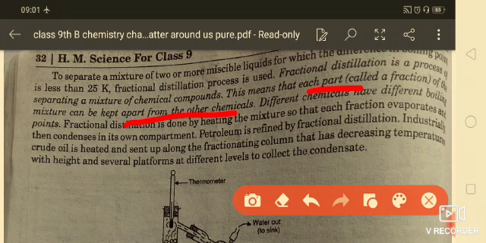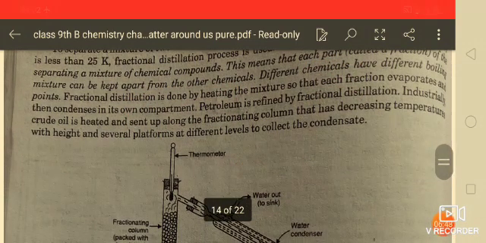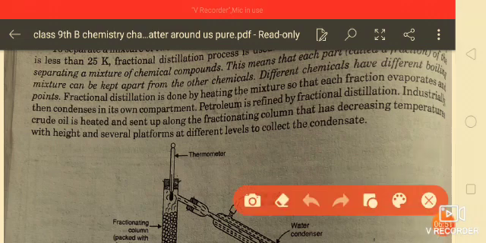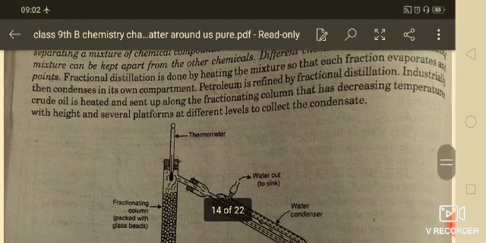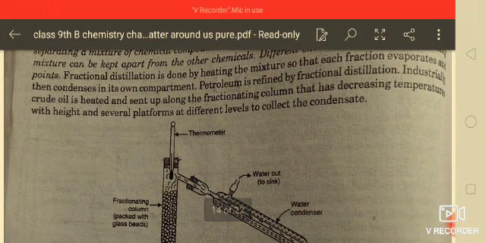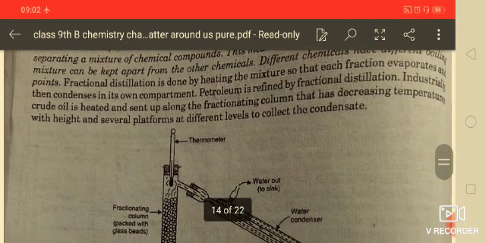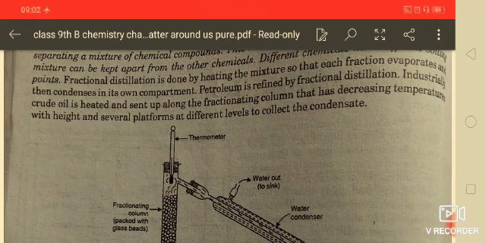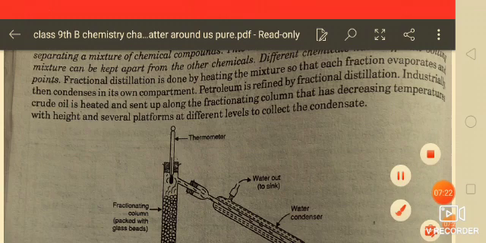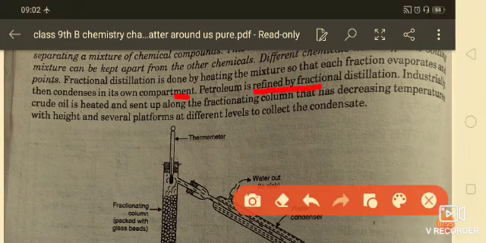Okay. Different chemicals have different boiling points, as I have already told you, and fractional distillation is done by heating the mixture so that each fraction evaporates at its boiling point, and then condenses in its own compartment. And petroleum is refined by fractional distillation.